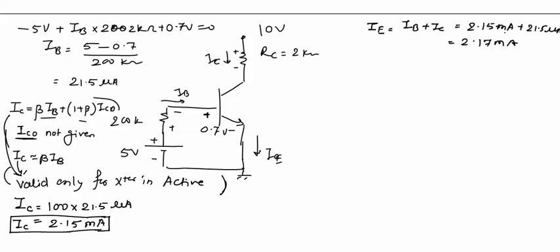Now here we have calculated all the three currents: base current, collector current, and emitter current, but still we have not confirmed that this transistor is operating in the active region. So for it to be confirmed, we have to calculate this collector to base voltage, and if this voltage comes out to be positive or greater than 0, then this transistor will be in the active region. If this voltage is less than 0 volt, then this transistor will be in saturation.